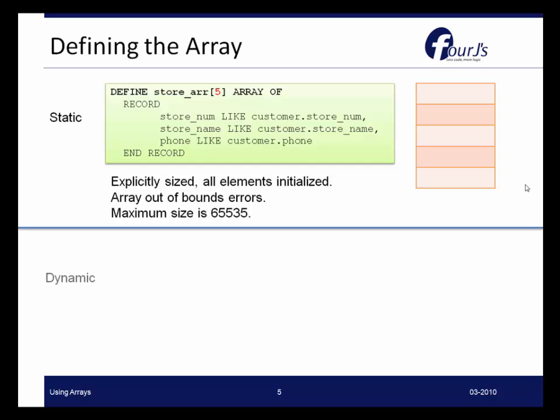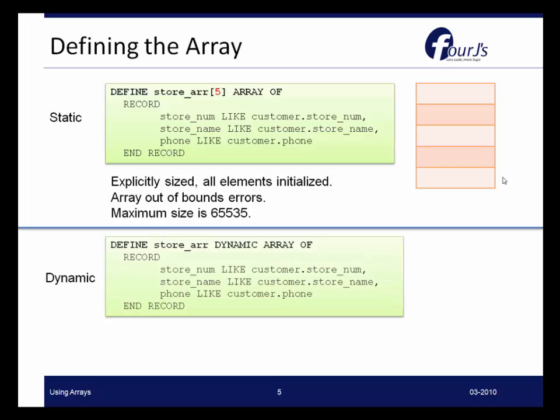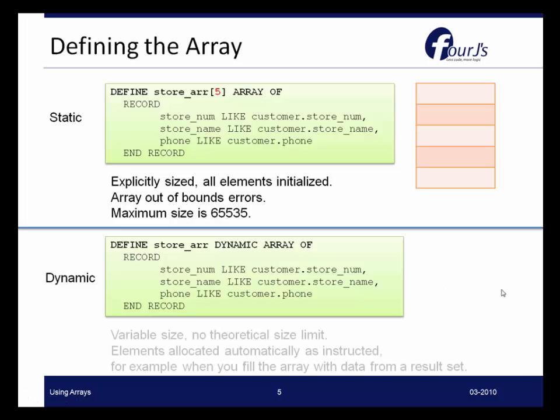A better and recommended way of defining an array is dynamically. You can see in the syntax here, you change from explicitly setting the number of elements to specifying that it's dynamic. So we're defining store R as a dynamic array of record. It's variable size, so there's no theoretical size limit. The elements are allocated automatically as instructed, so they're not predefined up front. So for example, when you fill the array with data from a result set, the elements will increment automatically.